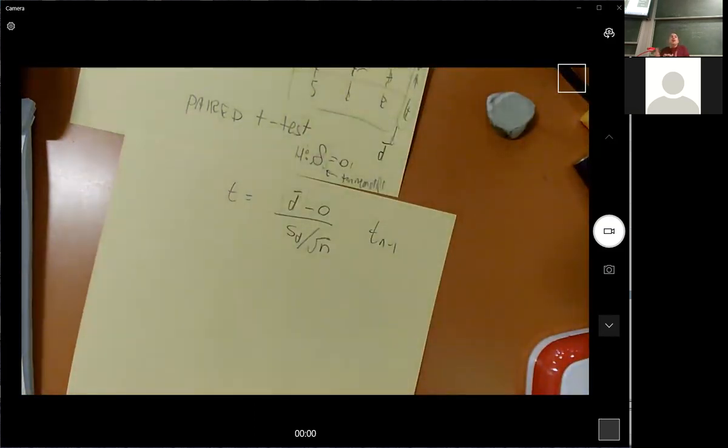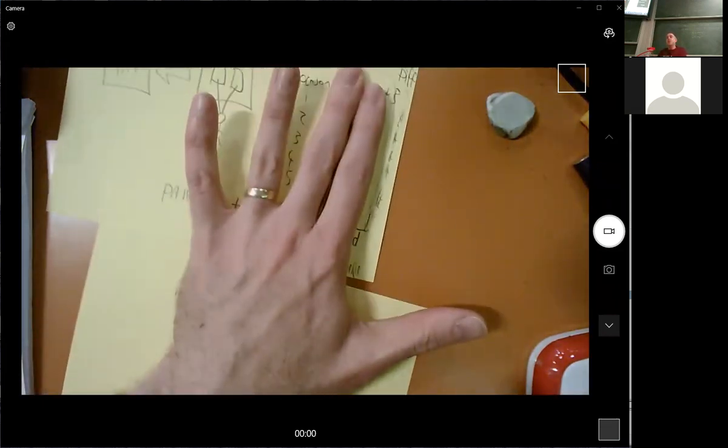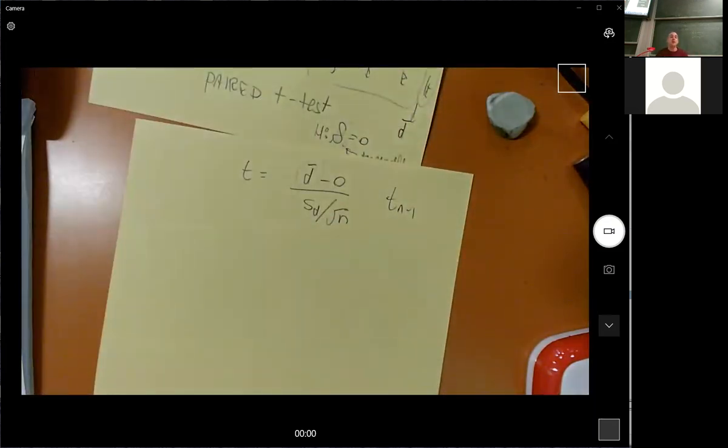And it's exactly the same as the 1 sample t-test. In fact, if someone said, I've recorded them before and after, and this is the differences, and all they gave you is this data, then you'd be doing a 1 sample t-test. That's pretty much the deal.